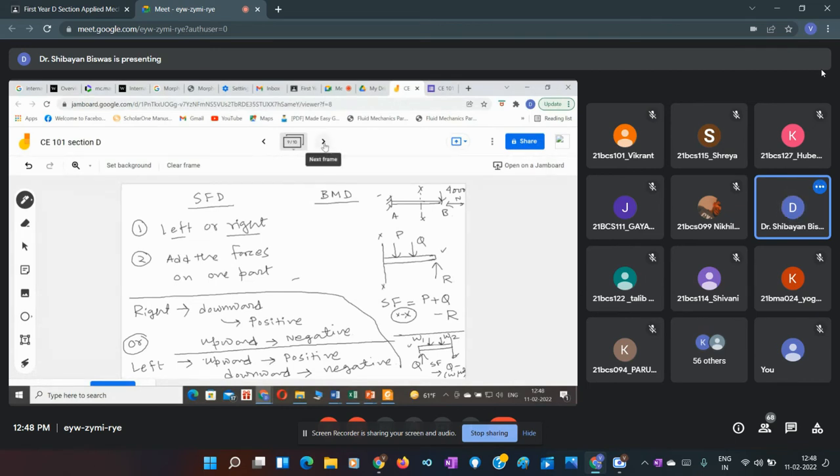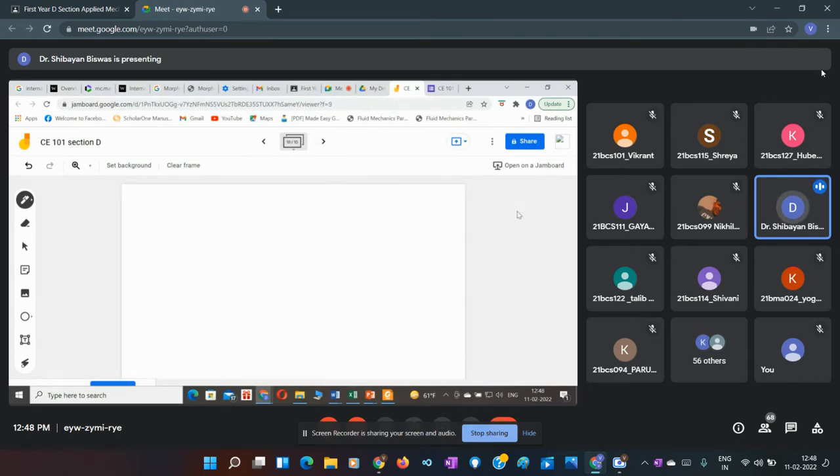And for bending moment diagram or bending moment, also there are some rules. First is to consider the left or right, same rule as the previous one. Consider the left or right. Again, I am saying anyone is okay, either.